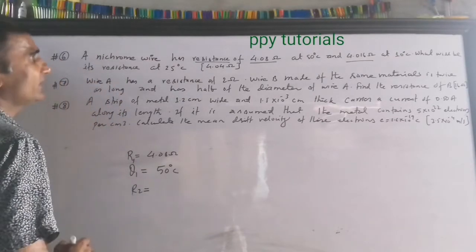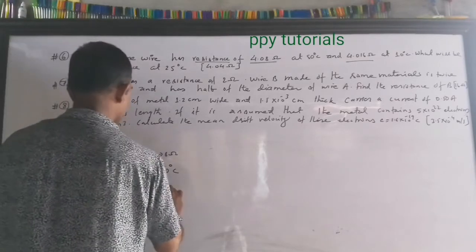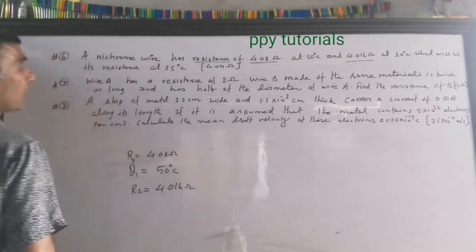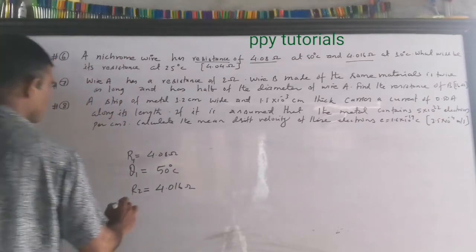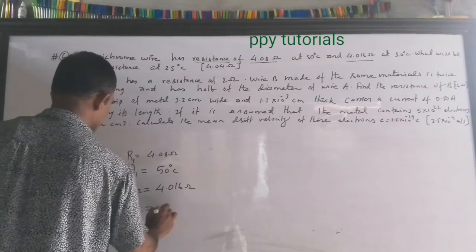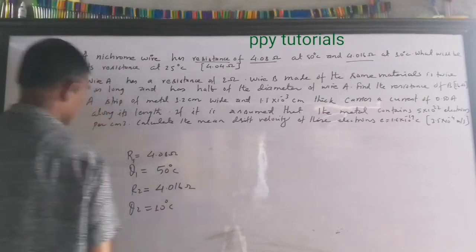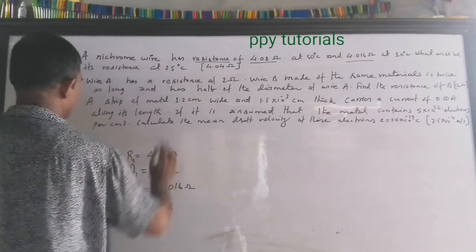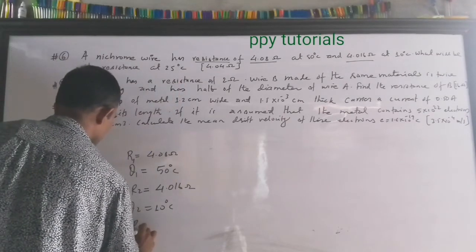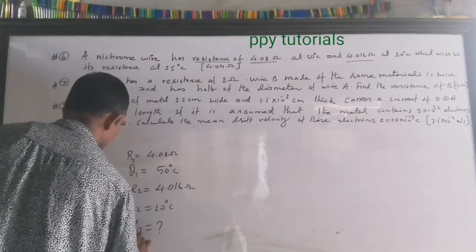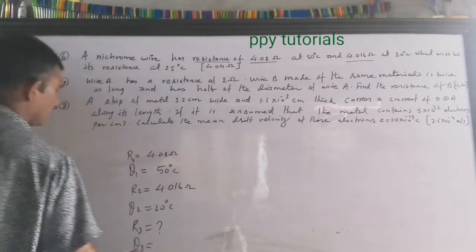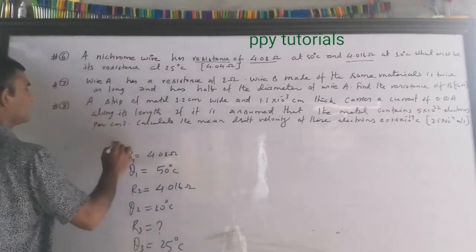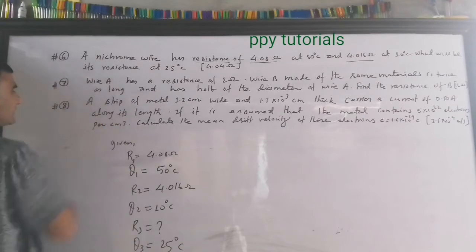is 4.016 ohm at the temperature of 10 degrees Celsius. So theta 2 is 10 degrees Celsius. It's given. And third is, what is the resistance at 25 degrees Celsius? Means R3 equals what, when the temperature is 25 degrees Celsius. So these are given for question number 6.